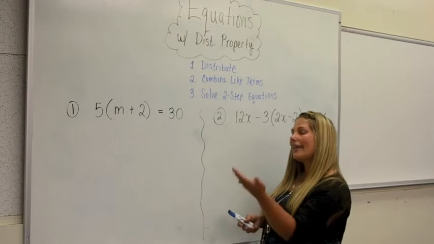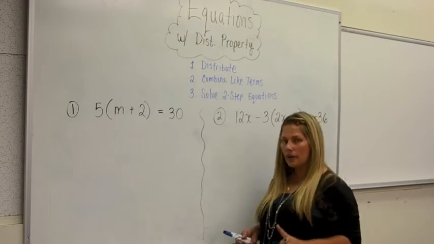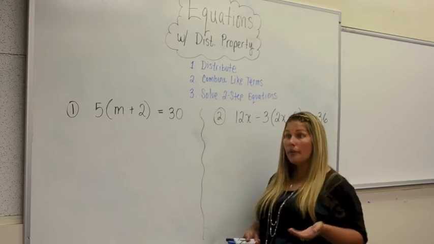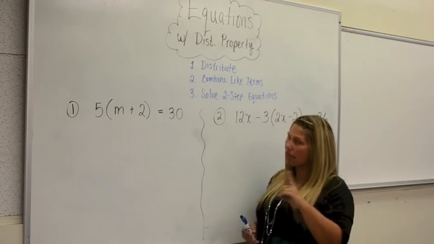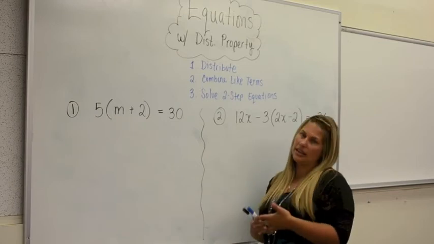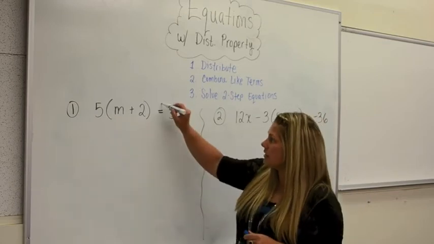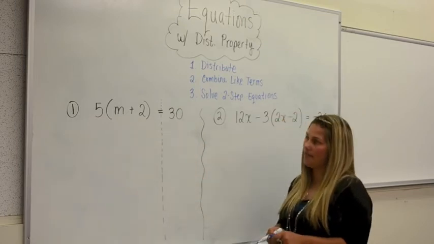Everything is exactly the same as the equations we've already solved, except we're adding one more step, which is distributive property. And if you remember, we've actually already learned that as well. So again, today, nothing is new. We're just putting together all the different lessons we've already done. So first thing we need to do is draw that line down through that inequality sign.